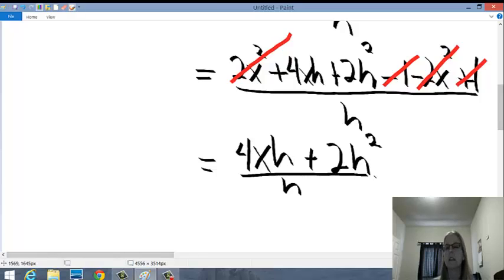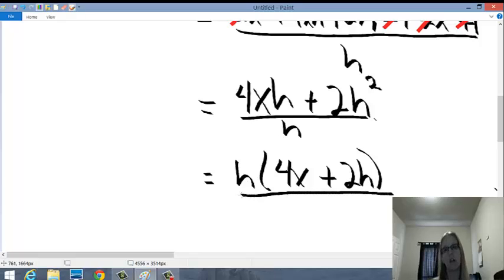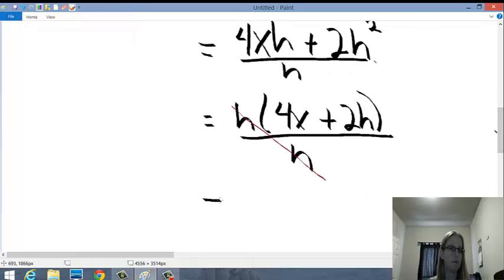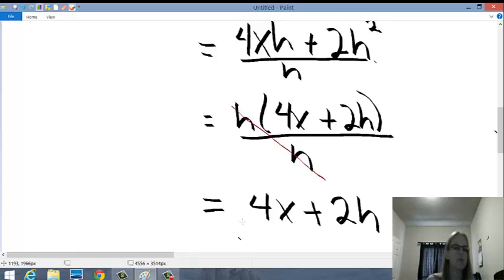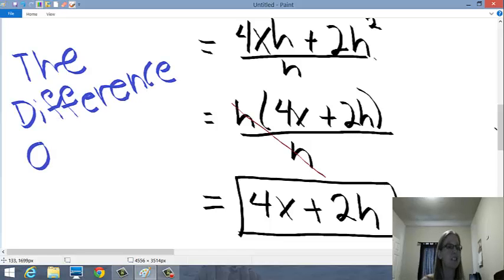And again, you want to continue simplifying as much as possible. Notice that there's an h in common, so I'm going to go ahead and factor out the h in common that's on top. If I factored out that h, I would be left over with a 4x plus 2h, still all over h. And then you can see that those h's are going to cancel. It doesn't cancel until it's factored. Keep that in mind. It must be factored before it can cancel, between the top and bottom at least. So then you're left over with 4x plus 2h, and that's our simplification of the difference quotient. Pretty tricky. Easier said than done. I recommend you watch this more than once, at least to grab that one. All right, so that's the first example.